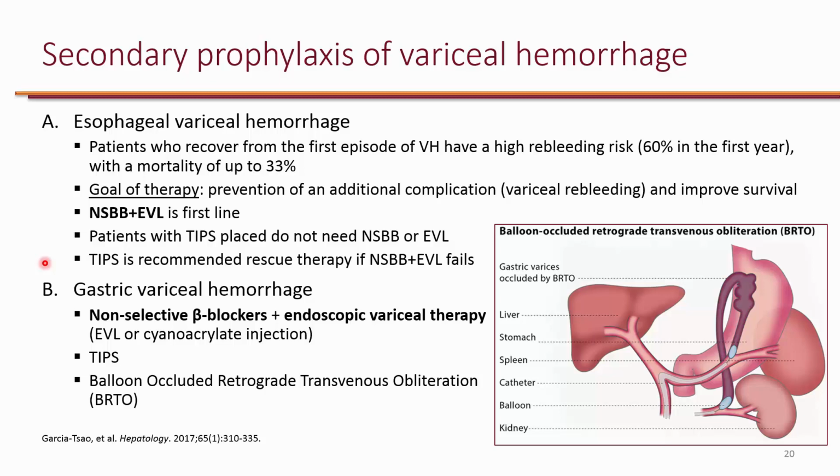Another thing that can actually happen for gastric hemorrhage is something that's called balloon occluded retrograde transvenous obliteration, or BRTO. So in this picture you can see what this means. So basically they deploy these balloons to occlude the source of the bleeding. That way you can stop the bleeding by just blocking the source of the blood.